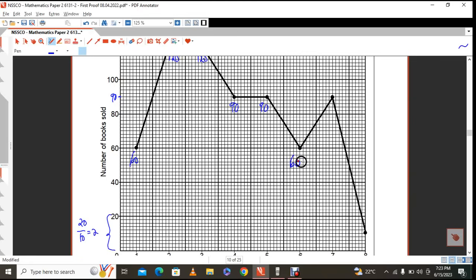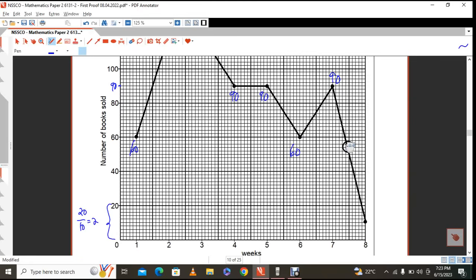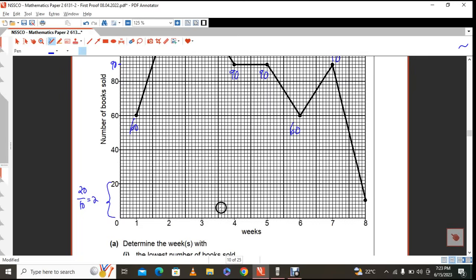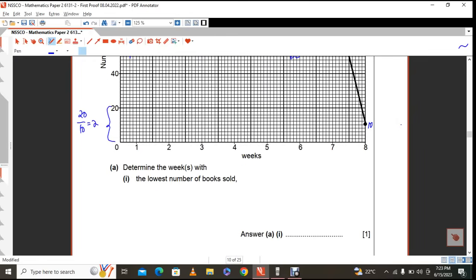Well, this is 60, and then it shot up again up to 90. And then it came down all the way under here. So remember, it's 2, 4, 6, 8, 10. So which week sold the lowest books? Of course, that is very easy. It's where the graph is on its lowest, which is week 8.